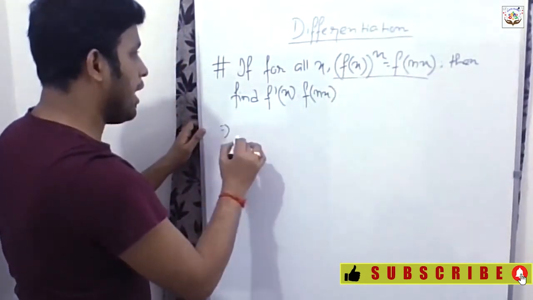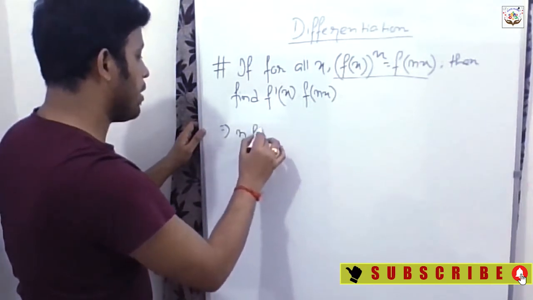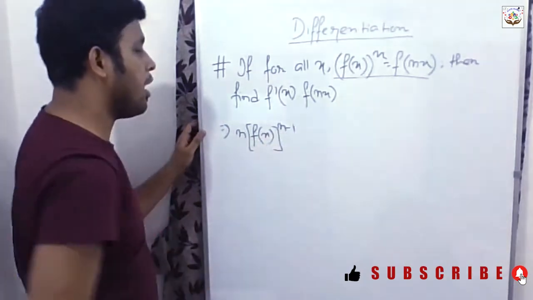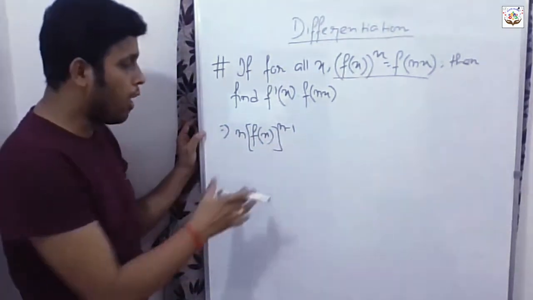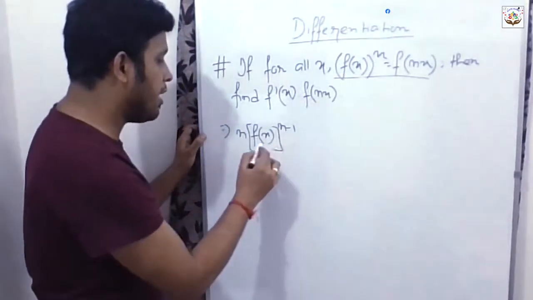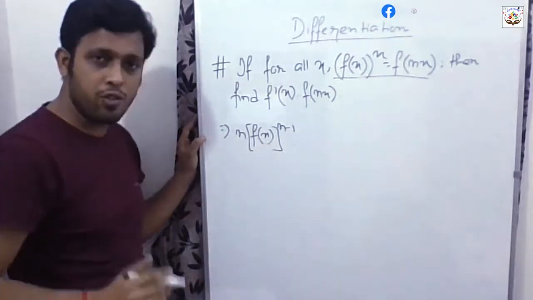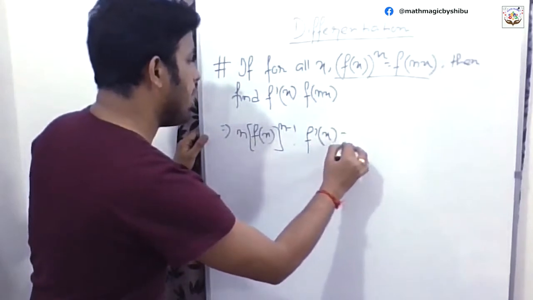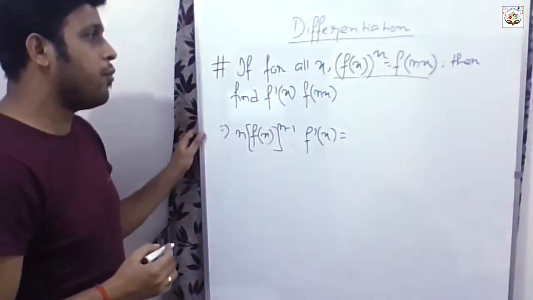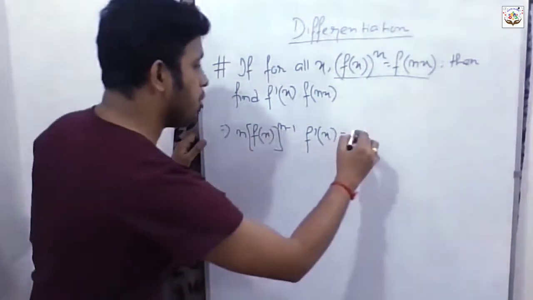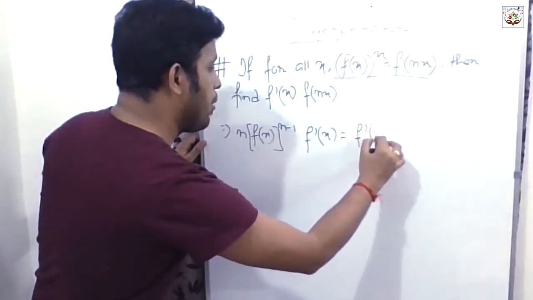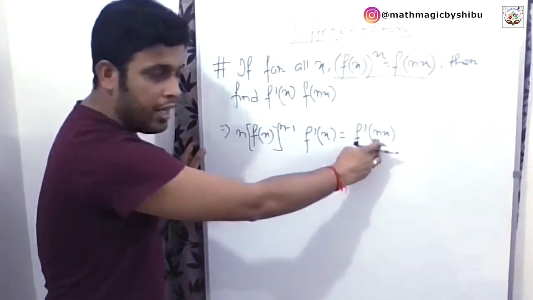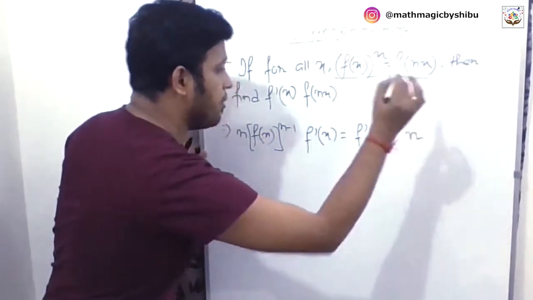So we will get n times (f(x))^(n-1). I hope you can relate why I have written this. And again the derivative of f(x), which will be f'(x). In the right hand side, what we have is f(nx). So we can write f'(nx), and the derivative of nx will be only n, right?